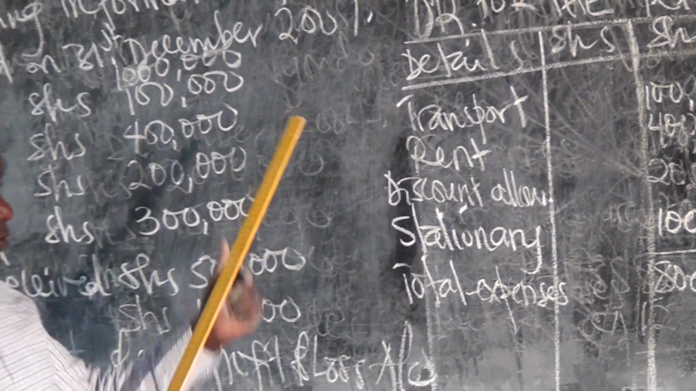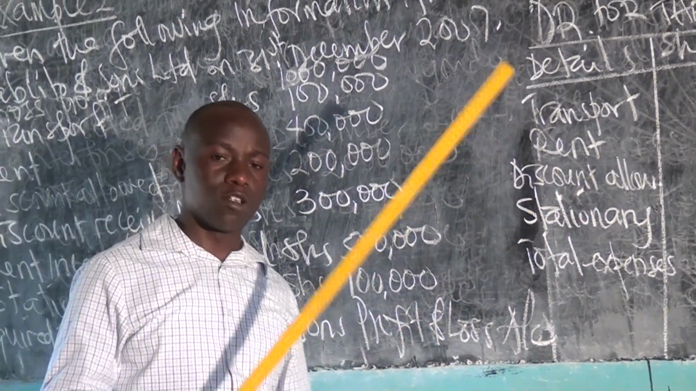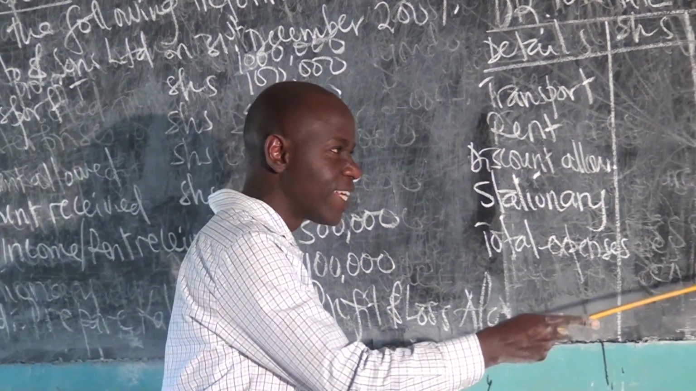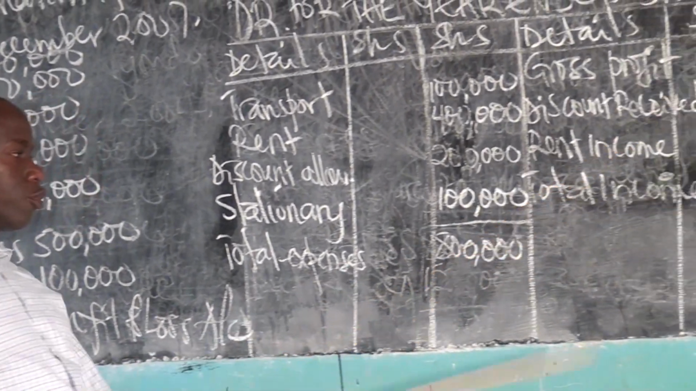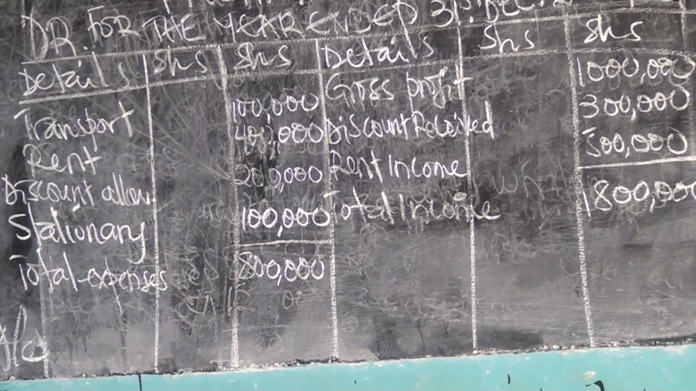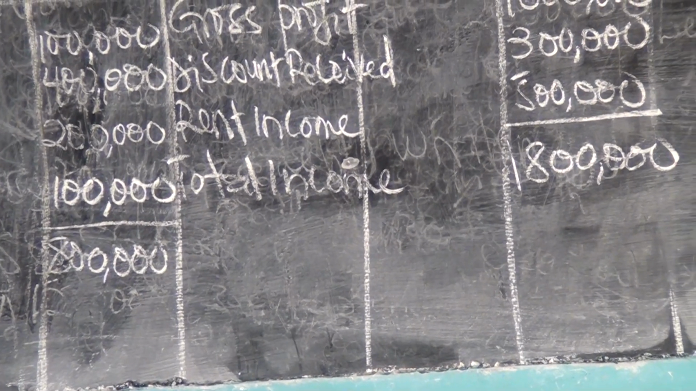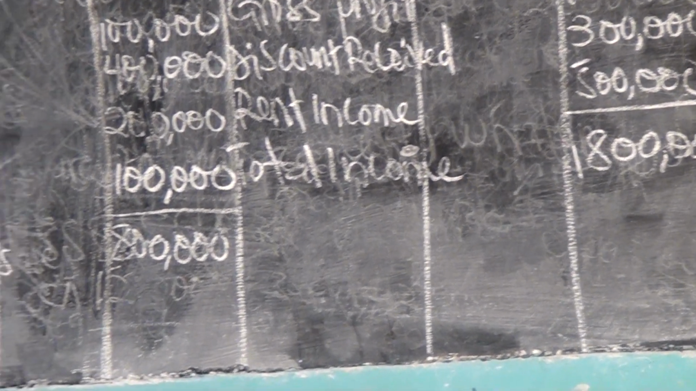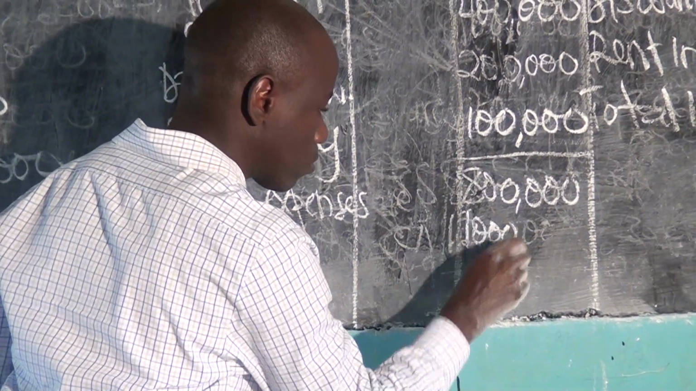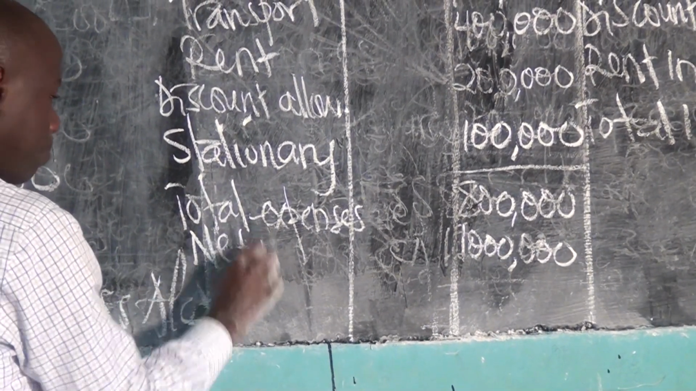So you go back to the other formula I gave you for calculating net profit. Net profit is equal to total income minus total expenses. This total income, you minus these expenses. 1,800,000 minus 800,000. You get how much? You get 1 million. That 1 million is our net profit.